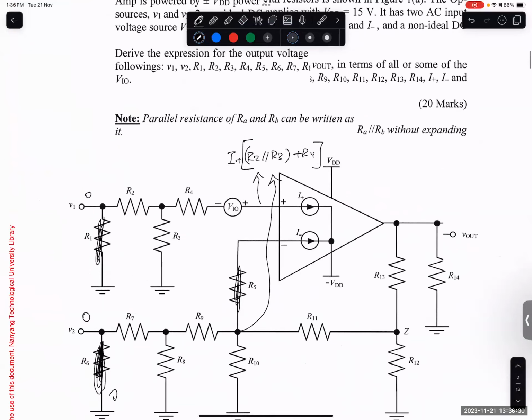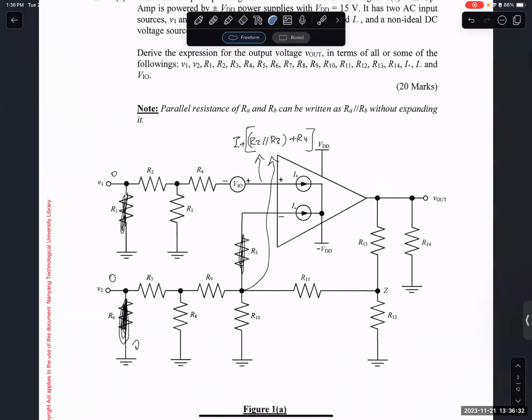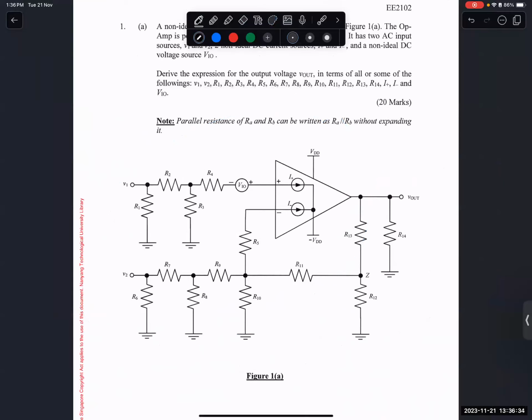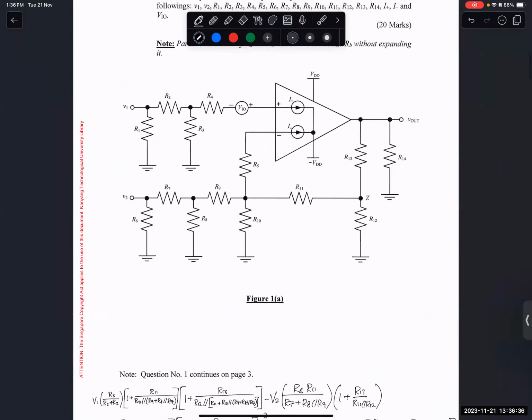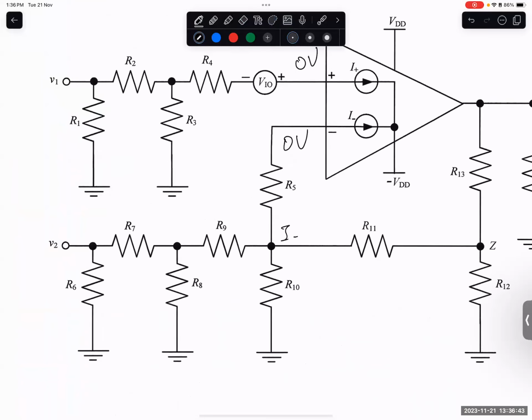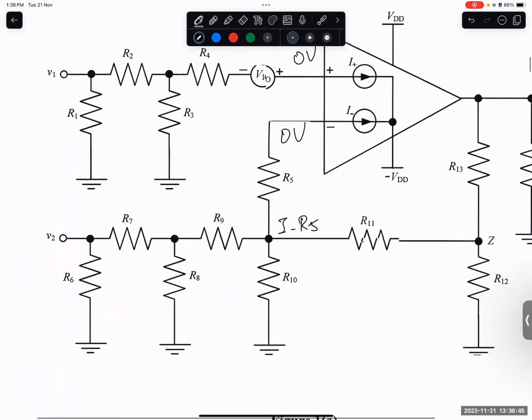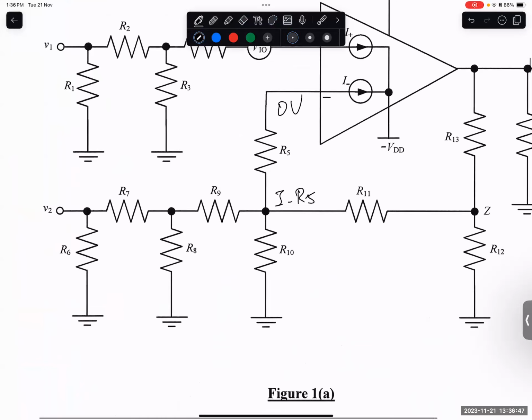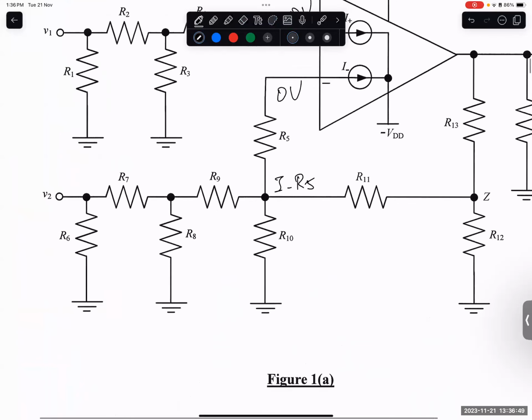Okay, last one. Then we're done with this question. I minus. So here is 0 volt, right? When it's I minus, here is 0 volt. Okay, so now we know this voltage is right, I minus R5. Okay, R6 can cancel out also.